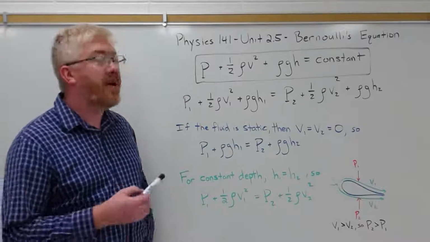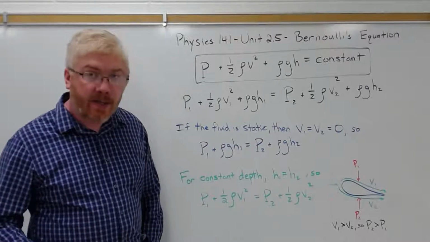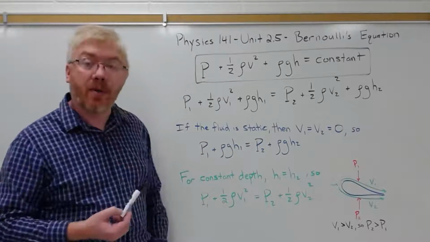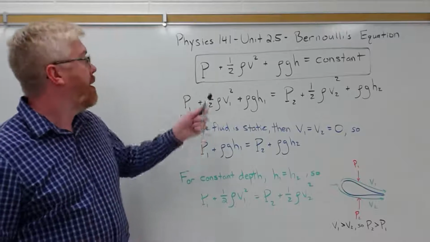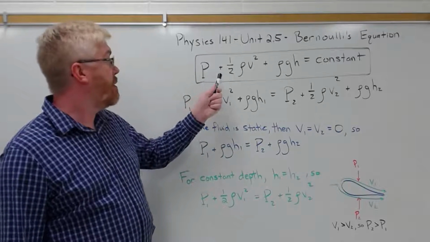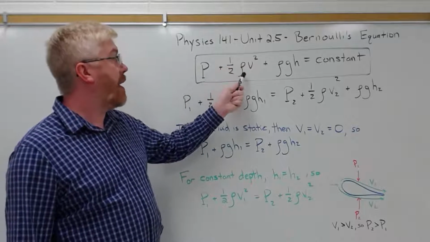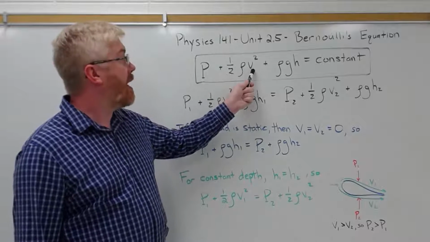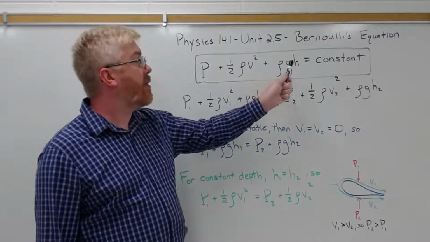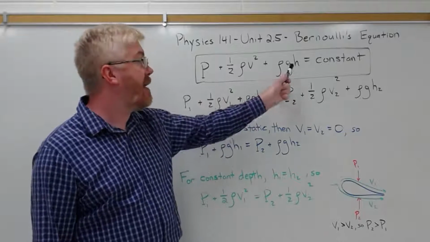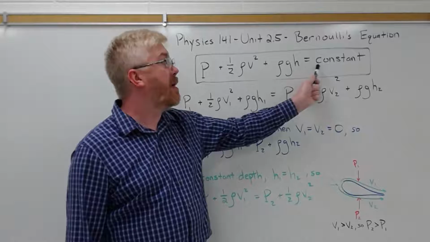Here we introduce a very important equation for fluid physics. That is Bernoulli's equation. Now, Bernoulli's equation has three parts to it. The pressure of the fluid plus 1/2 times the fluid density times the speed of the fluid squared plus the density of the fluid times acceleration due to gravity times the height of the fluid must be a constant.